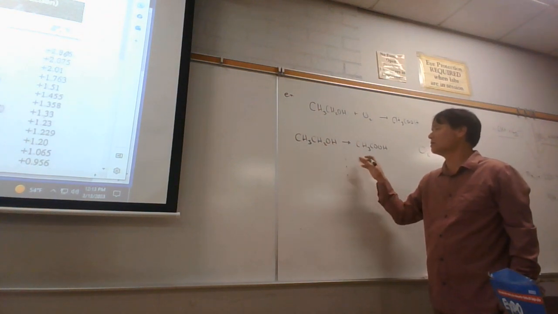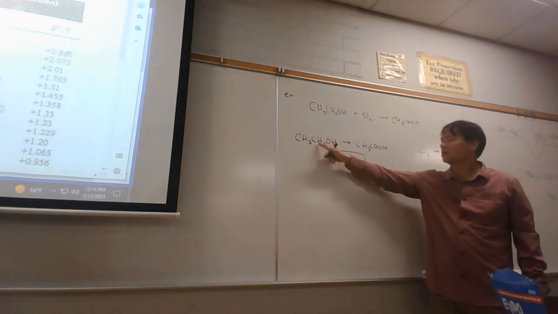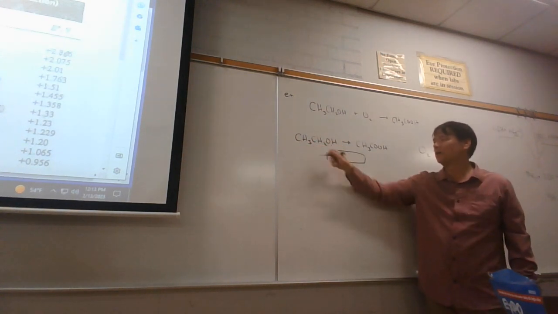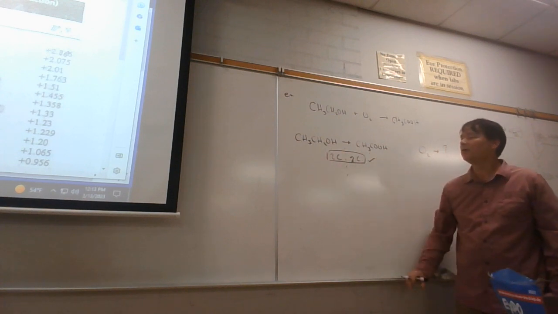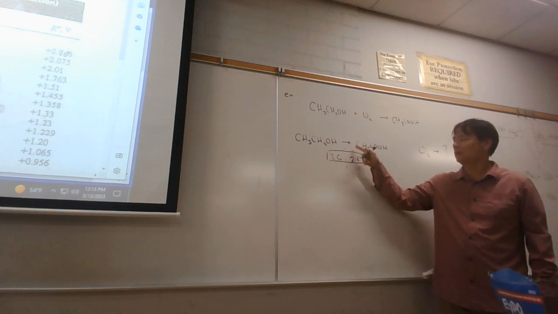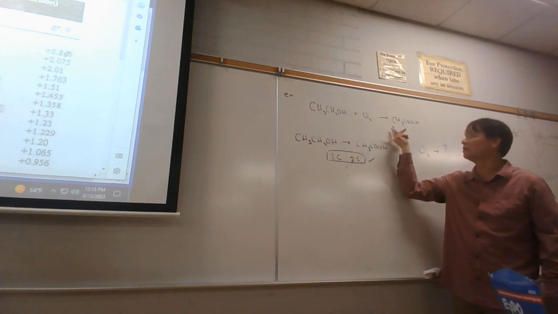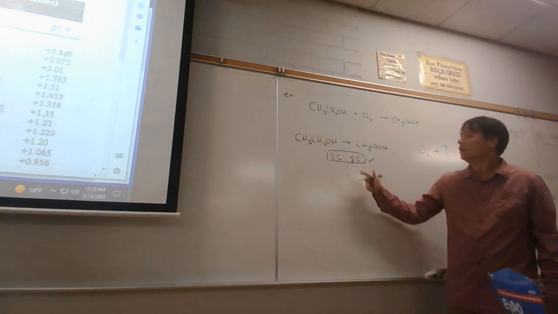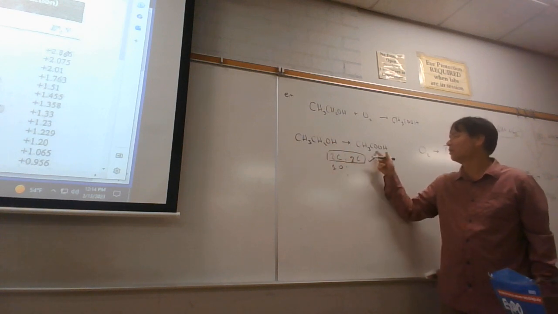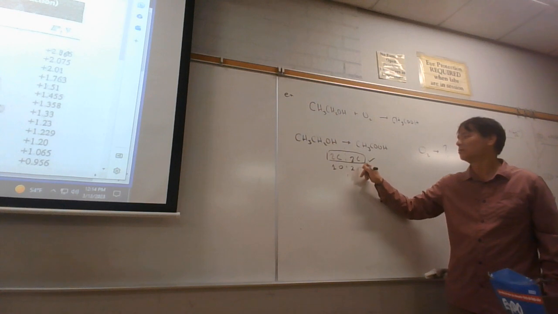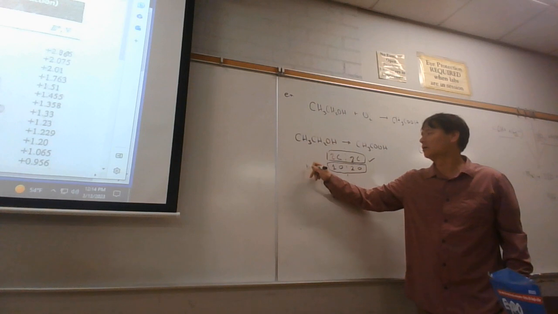So going back to this, we balance all elements other than hydrogen and oxygen. How many carbons does this have? 2 carbons. This has 2 carbons. So it's already balanced. If they aren't balanced, we have to change them using the coefficients. We can't add carbon because there's no soot here. Then we balance the oxygens. On the left I have 1 oxygen, on the right I have 2 oxygens. So how do I balance? Add water.